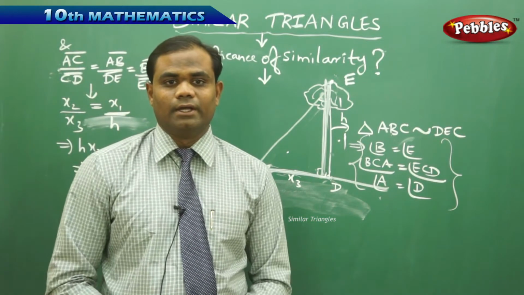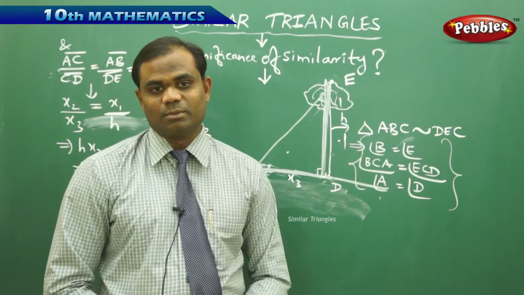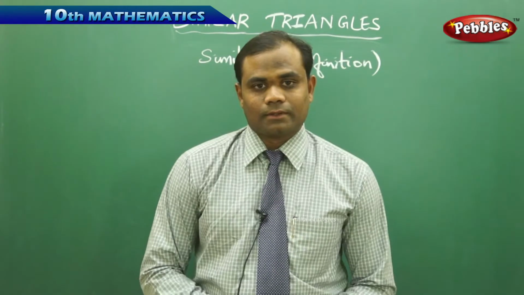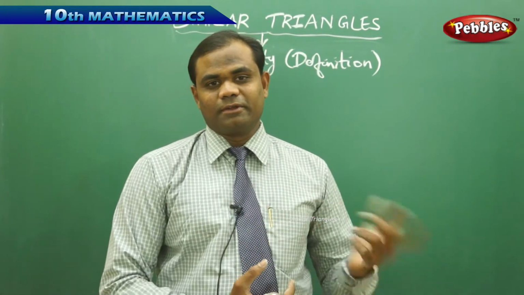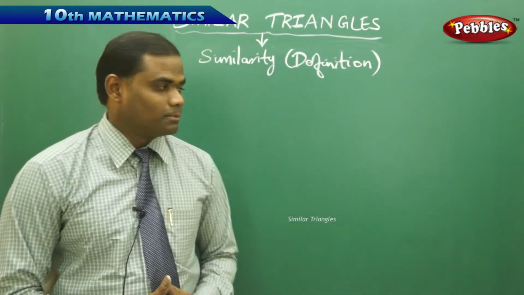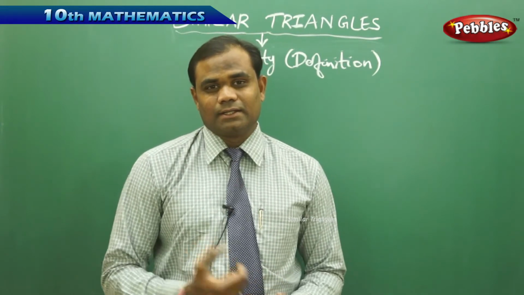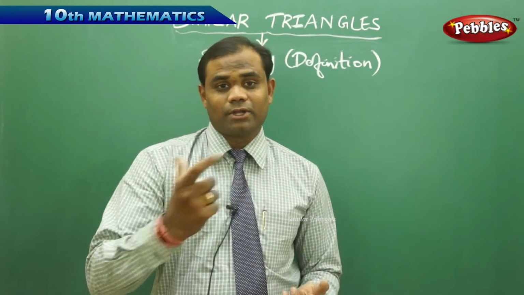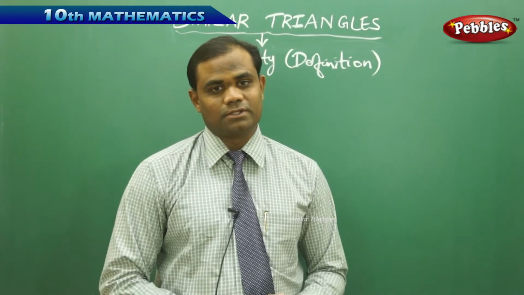However tall the tree is, it can be done using similarity of triangles. This is the significance of similarity connected with the angles and the ratio of sides. So let's see the definition of similarity, how we understood in the previous session about its application in real life. As we have seen through the previous example of a tree, the height of the tree can be found by using the concept that when two triangles are similar, the corresponding angles are equal and the corresponding sides are in the same ratio, which is the definition of similarity.